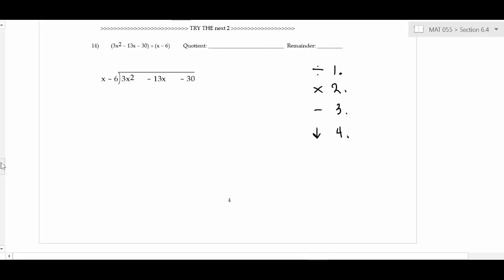3x times x is 3x squared, 3x times negative 6 is negative 18x. If you want to put a negative 18x there, now you're ready to subtract. The bar, if you want to change that to minus plus, you can do that. And that way you can just add the column in between it. Okay? You made a mistake right there. That's correct. 3x times x is 3x squared, but 3x times negative 6 is negative 18x. Then you've got to change the sign. So you've got an arithmetic mistake.